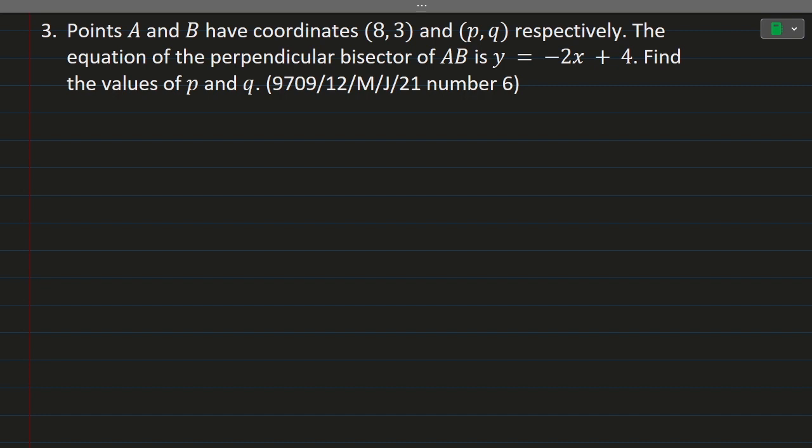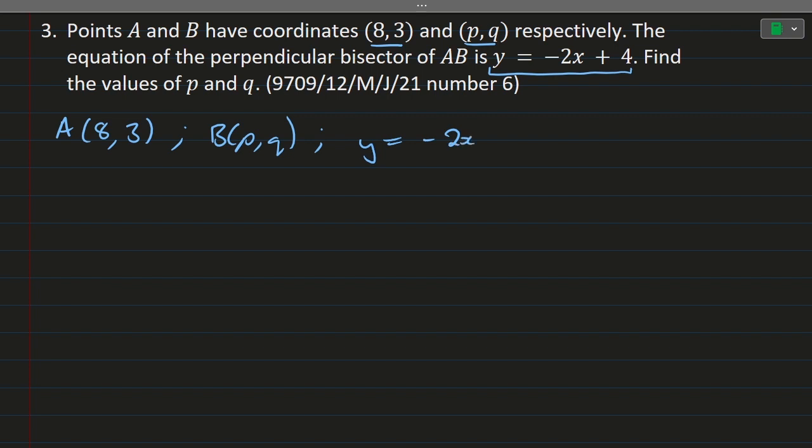Now let's move on to question number 3. Points A and B have coordinates 8, 3 and PQ respectively. The equation of the perpendicular bisector of AB is y is equal to minus 2x plus 4. Find the values of P and Q. So we're given that the coordinates of A are 8, 3 and the coordinates of B are PQ, and we're also given the equation of the perpendicular bisector of AB, which is y is equal to negative 2x plus 4.